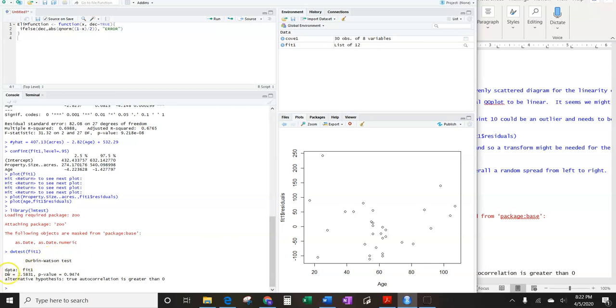So what we have here is our Durbin-Watson statistic, and we have its p-value. And in this case, a big p-value is actually what you want. I know that sounds funny. You've got to understand your test. Notice, true autocorrelation greater than 0 means we have autocorrelation. We don't want that. So we actually don't want to reject here.